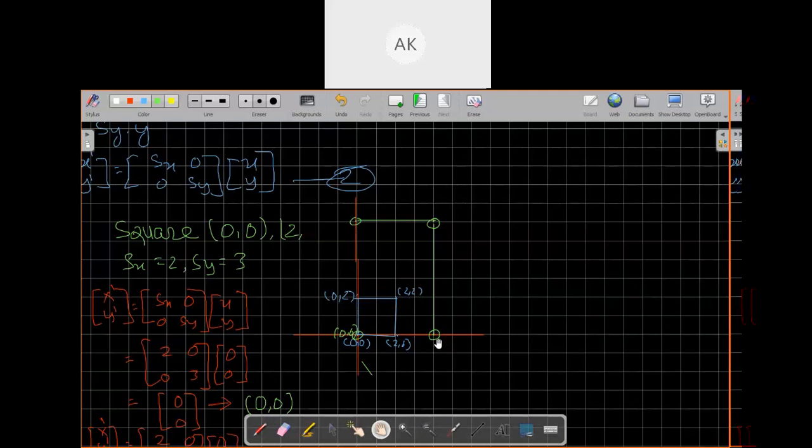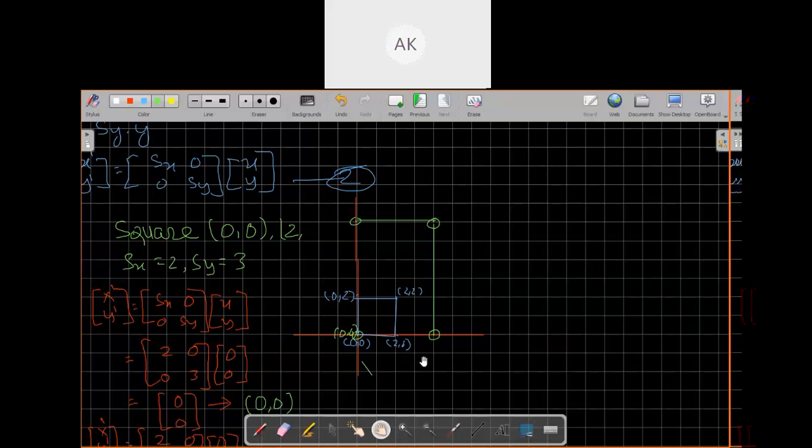After scaling, you will get this shape of the given square. Yes, as you can see, the value of your scaling parameter is 2, 3, which is greater than 1. Then the size of your given object increases, as we have said here. If the value of sx is greater than 1, the size of the object increases. As you can see here, the size of the object has been increased.